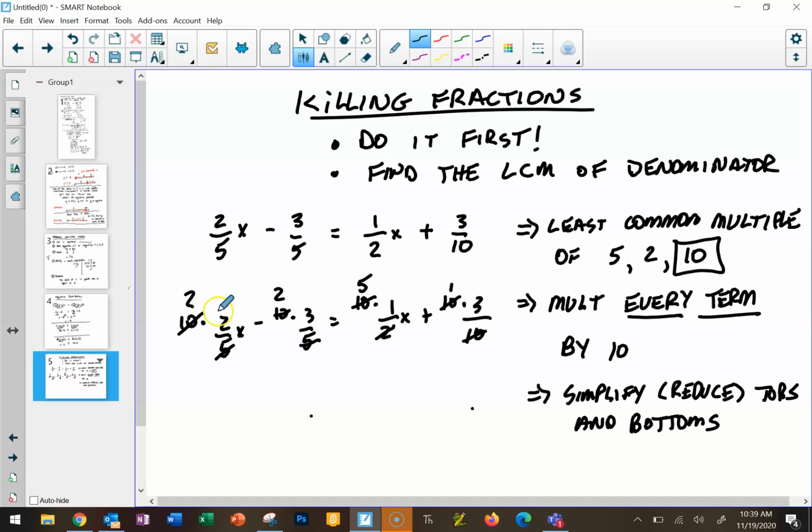Then you have to multiply by what's left, right? So you always got to multiply. Don't forget this last step here. So I've got 2 times the 2x left, so that's 4x. Then I've got negative 2 times 3 is negative 6. Then I've got 5 times 1x is 5x. And then over here I've got 1 times 3, positive, which is just 3.